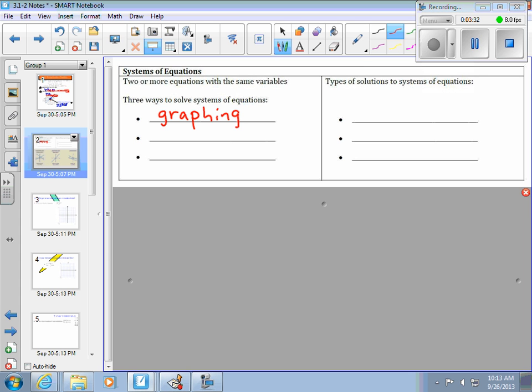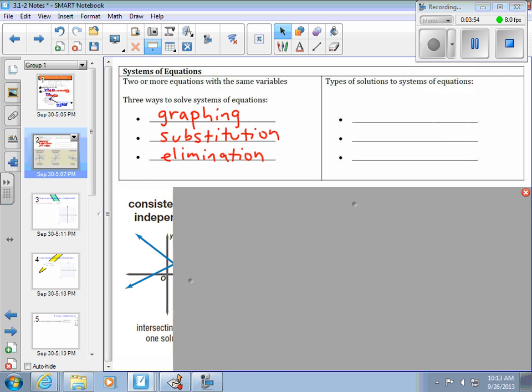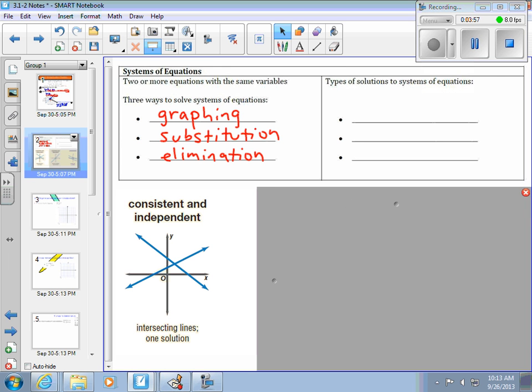Another one that we're going to look at in a little bit is called substitution. And one final one you may remember from last year, elimination, are the three ways you can solve systems of equations. Also, we're going to look at the types of solutions you can get when you do one of these. One of them we just saw in that first example would be where you get one solution. You get one answer.